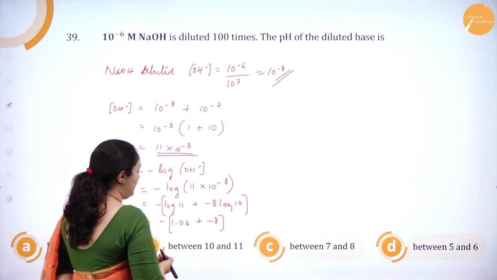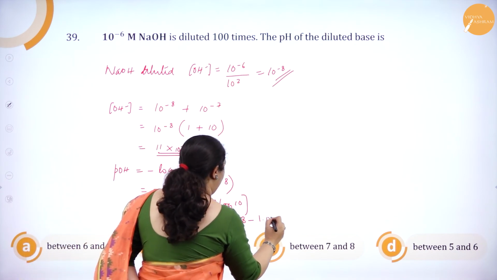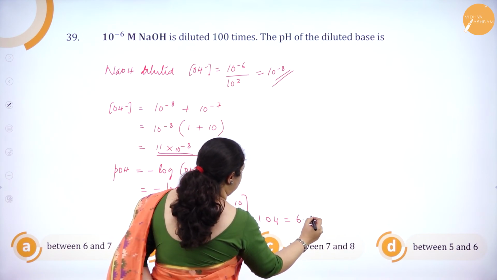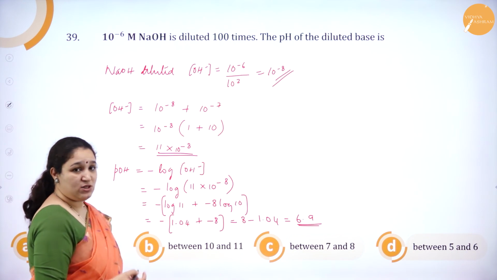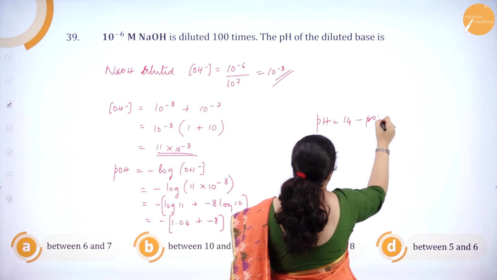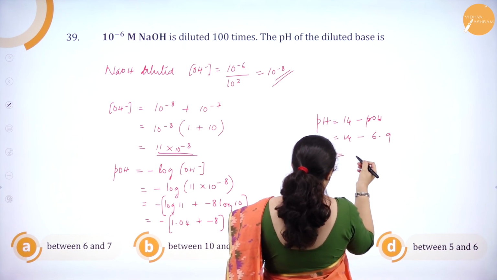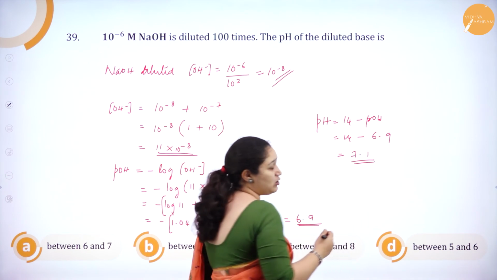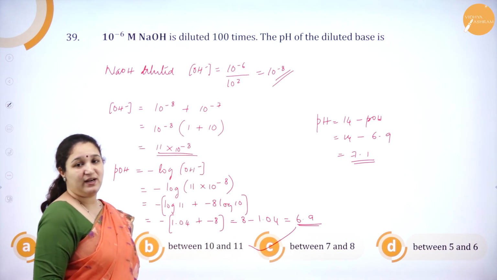So minus into minus it's plus. So it is 8 minus 1.04, that is somewhere around 6.9 and so on. So this is pOH. So what will be the pH? pH is 14 minus pOH. So 14 minus 6.9 if I consider, it will be 7.1 something, or I can tell approximately between 7 and 8. So it is between 7 and 8, and option C, between 7 and 8 is the correct answer.